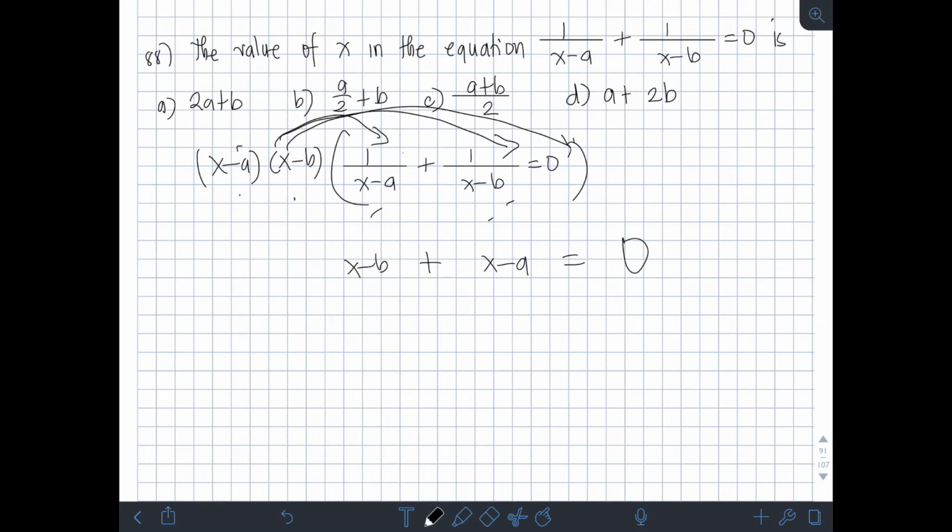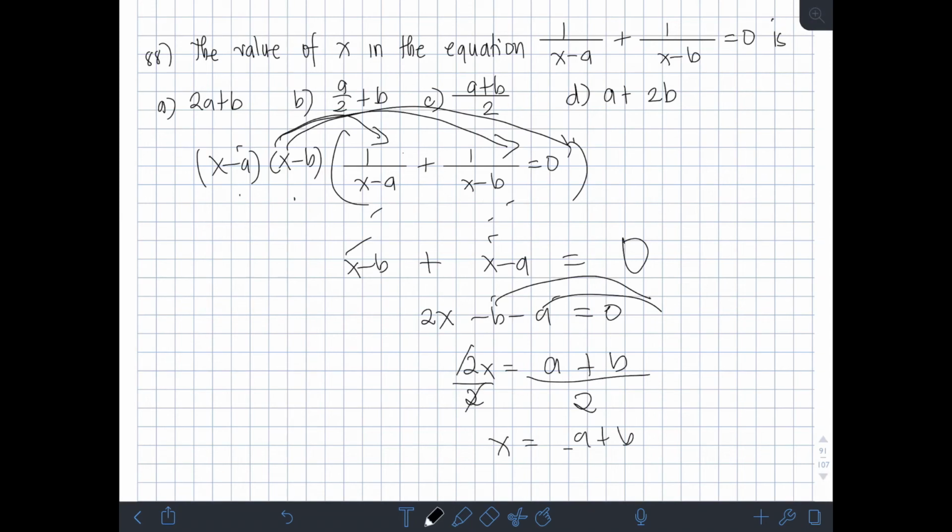Okay, so solve ngayon natin tong x in terms of a at b. So, combine natin tong x plus x, 2x, then minus b minus a equals 0. So, transpose natin lahat ng a tsaka b dito sa kabila. So, 2x is equal to, unahin ko na yung a, positive a plus positive b. Divide both sides by 2. So, x is equal to a plus b over 2. So, therefore, ito yung value ng x in terms of a and b. A plus b over 2. The answer is letter C.